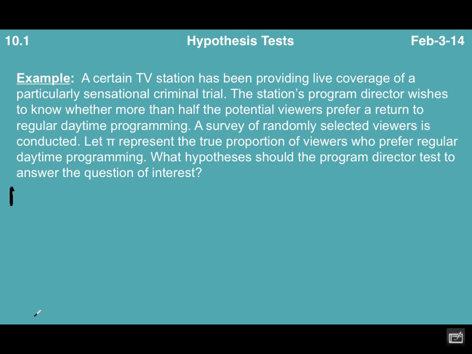Okay, so I told you we always have a null hypothesis. That's the H0. In this case, we're using pi. The null is always in terms of equal. It's always going to be equal no matter what. The director wants to know if more than half. So we're going to assume that pi is 0.5. If pi is 0.5, that implies not more than half.